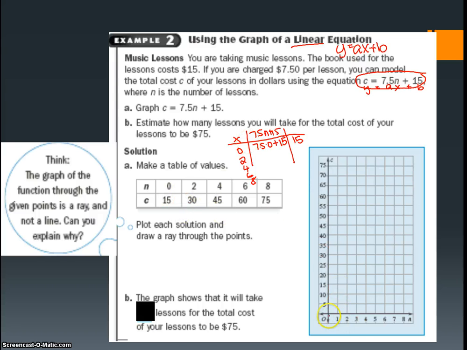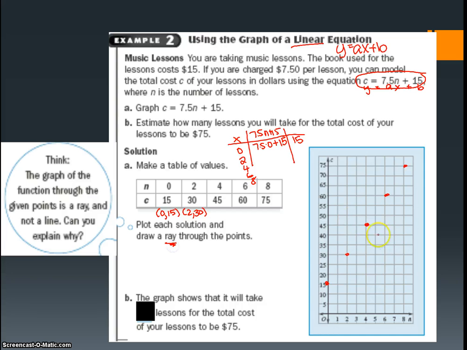We're going to plot the graph, 0 up to 15, 2, 30. Again, you should be able to identify that these are ordered pairs. And so forth. 4 to 45, 6 to 60, 8 to 75. And draw a ray through the points.